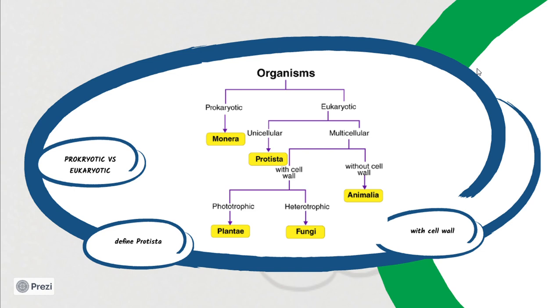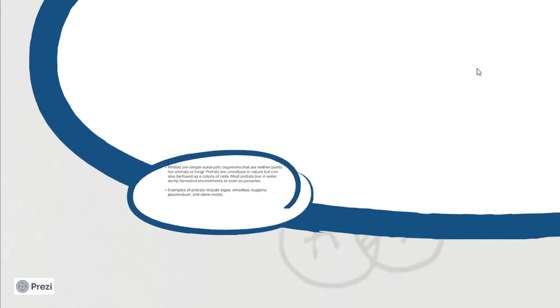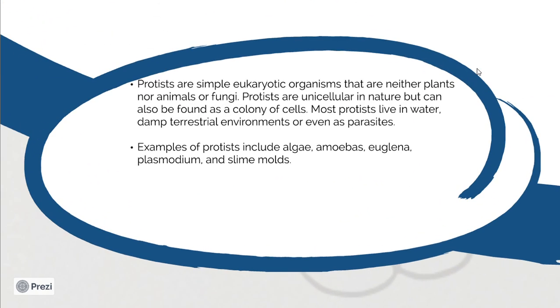Let's focus on unicellular eukaryotes, the protists. Protists are simple eukaryotic organisms that are neither plants nor animals or fungi. Think of them as the versatile solo performers of the biological stage. An example is the amoeba, a tiny organism that moves and engulfs its food. These protists can live in water or damp places.